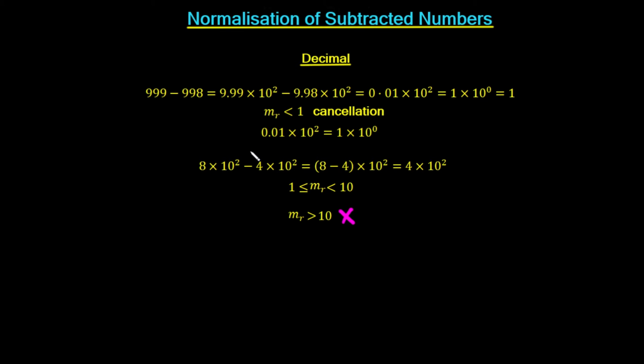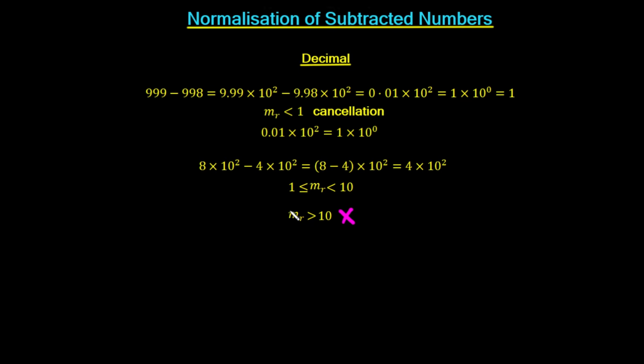Now, the other option that we're going to have here is when the answer is an actual normalised value. So for example, 8 times 10 to the 2 minus 4 times 10 to the 2, then the indices are the same, so we can do the subtraction and we're just left with 4 times 10 to the 2. The mantissa is within the range 1 to 10, so it's normalised. So there's no normalisation required here. So there is a normalisation required here when the mantissa of the result is less than 1, no normalisation required here.